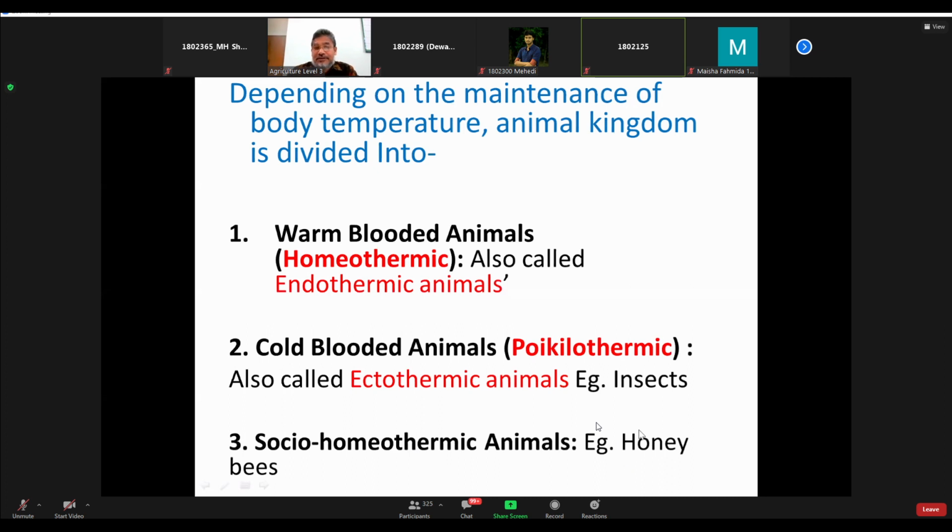When the temperature is too high, they can reduce the high temperature in their hive, in their colony, by themselves. Such animals are called homeothermic animals. They can create their own environment. So these are the classifications depending on the temperature. The animal kingdom is divided into these three.